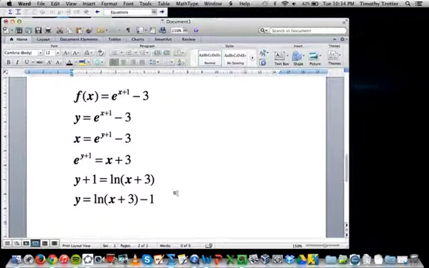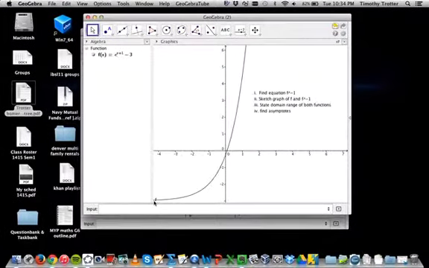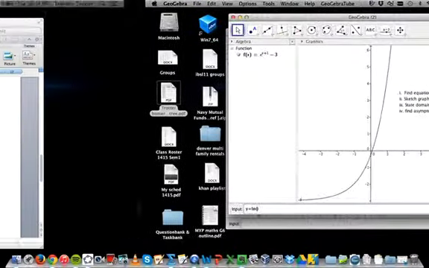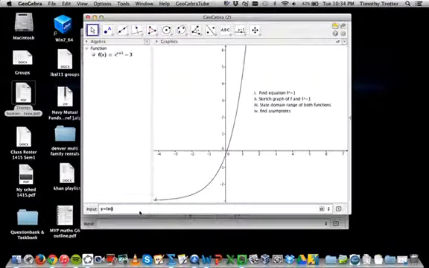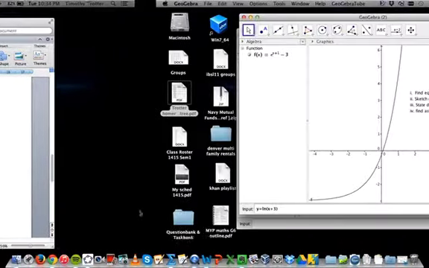Now it wants us to sketch the graph of f and the inverse function on the same set of axes. So I've got to memorize this. We're going to type in y is equal to the natural log of x plus 3, and then minus 1.